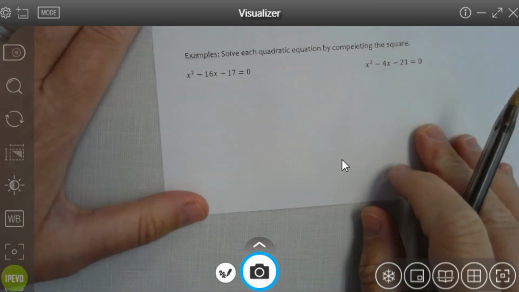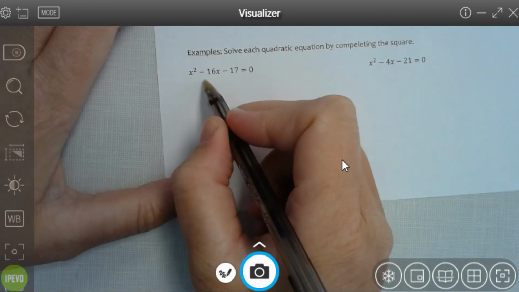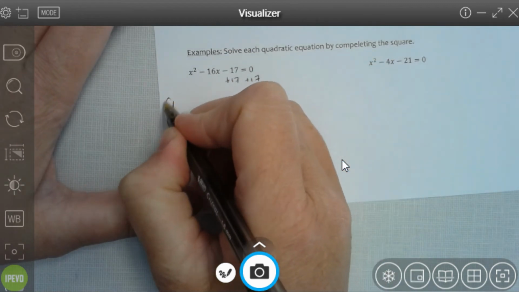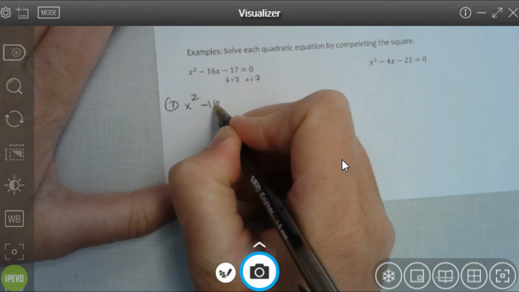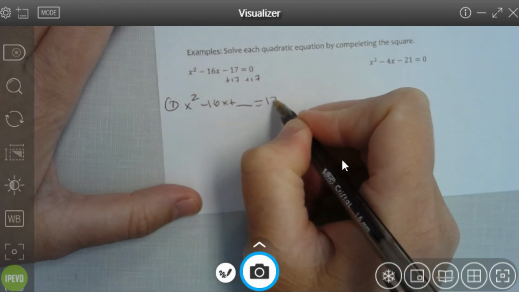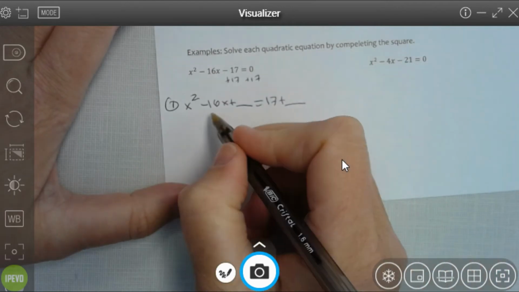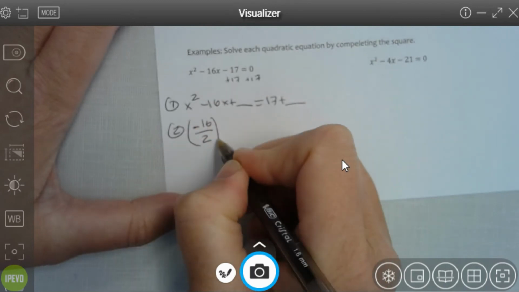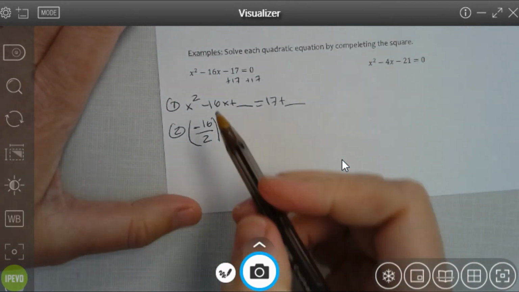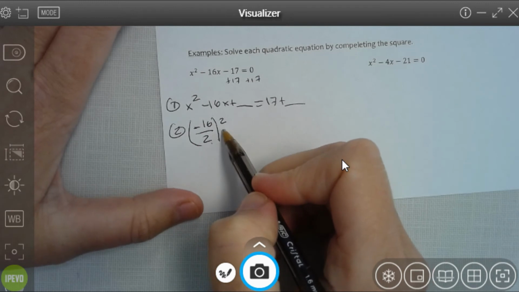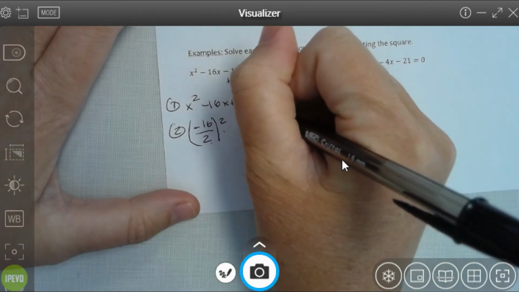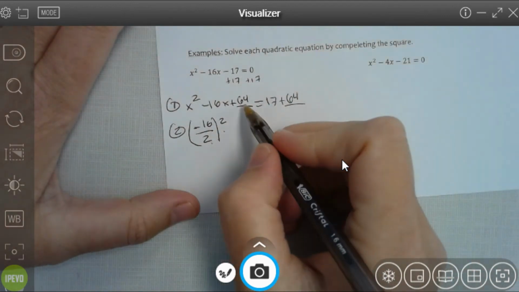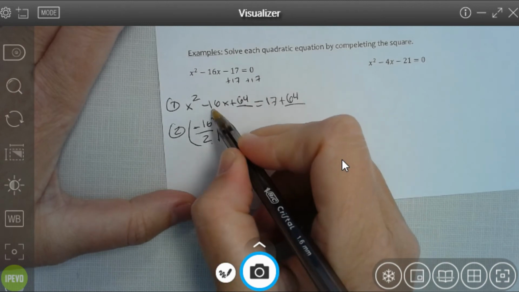So step 1 here, I need to have x's on one side, numbers on the other. So I'm going to add my 17 to the other side. So this is step 1. x squared minus 16x. So step 2 now, I need to take half of my b, so negative 16, divide that by 2, and square it. So this is going to be negative 8 squared. Negative 8 squared is 64. So I like to put the 64 here because I'm lazy. So that's step 3.